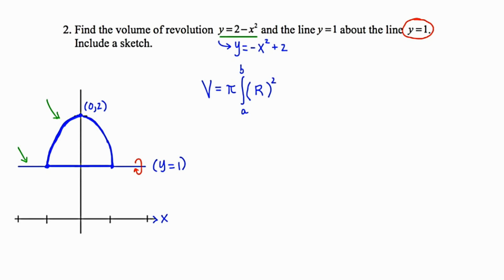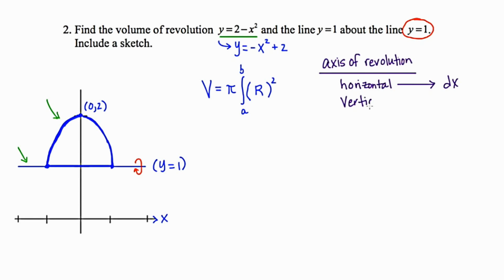Now I've also included for you the volume formula, but I've not added on to the end the dx or dy. Depending on the axis of rotation, it could be a dx or a dy, and we need to discuss when you use one or the other. So if your axis of revolution is horizontal, as it is here, then we're going to use a dx. If your axis of revolution is vertical, and we're going to see that in the next example, then it's going to be a dy problem.